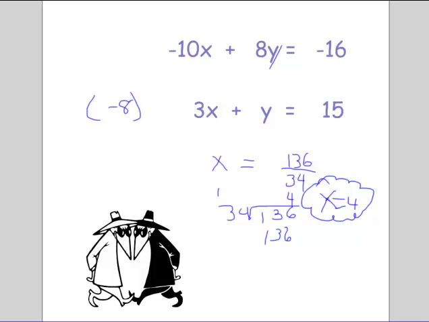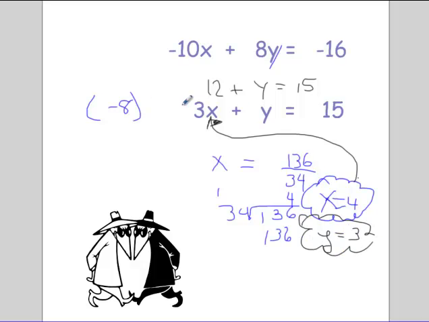My original equation might be one that I want to plug into, and it disappeared on me. So I'm going to take that x equals 4. I'm going to plug it in right there and see what I get. When I get 12 plus y equals 15. Subtract 12 from both sides, and I get y equals 3.